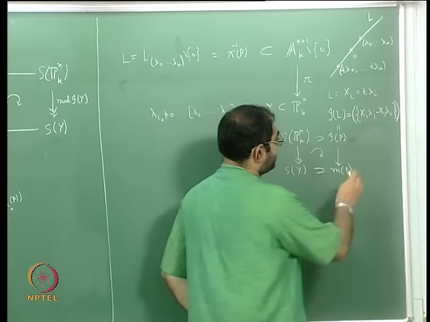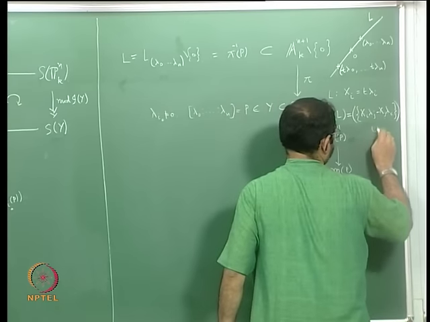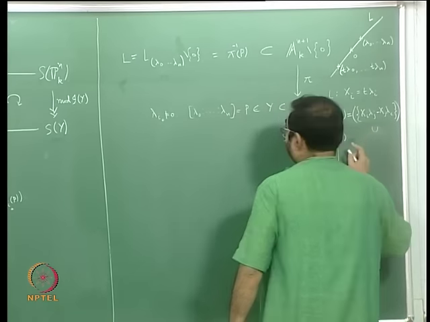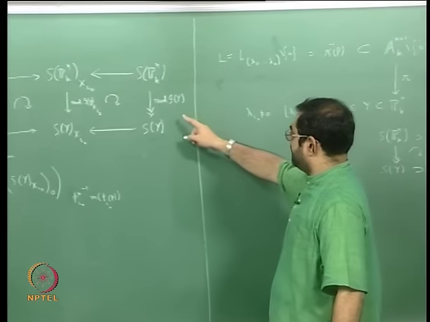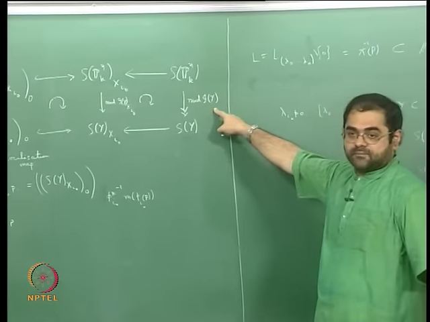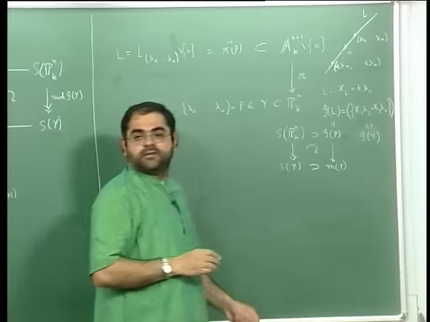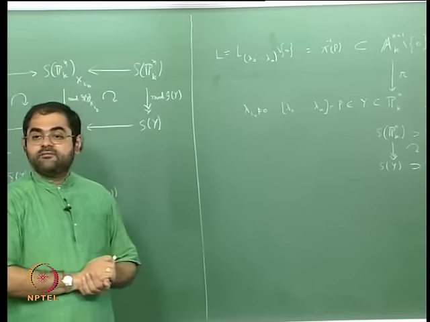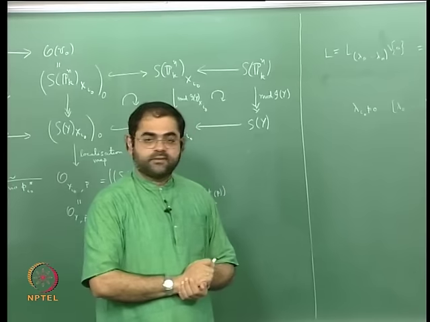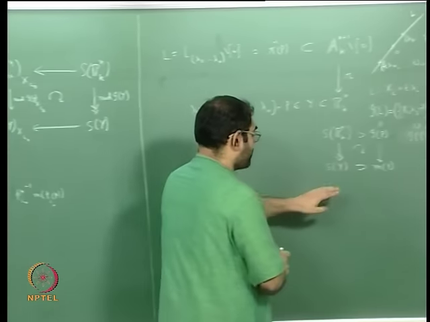Okay, mind you, this ideal will contain the ideal of Y. Okay, this will contain I of Y. And that is the reason why mod I_Y it also defines an ideal, and it corresponds to the point P in Y.